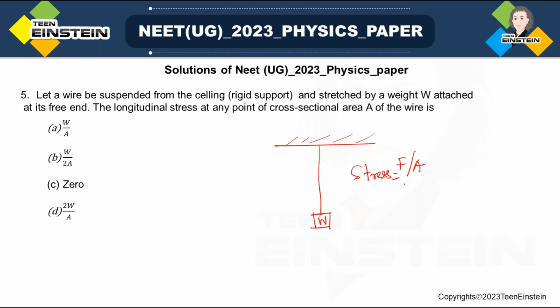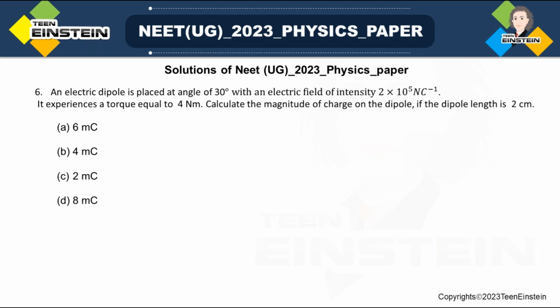Longitudinal stress. So what is the F here? Force at each point on this wire is actually the weight of the block itself. So W by area, where area is the area of cross section. The longitudinal stress at any point of cross-sectional area A of the wire is simply W by A. So this is the first option. Now let us go to the next problem.